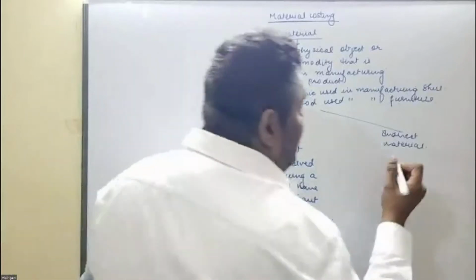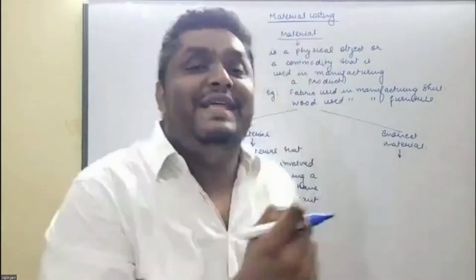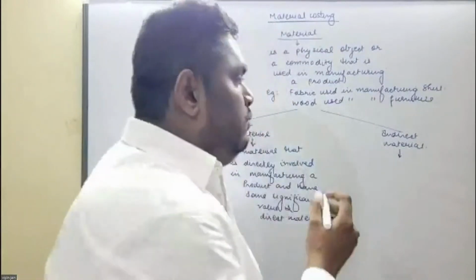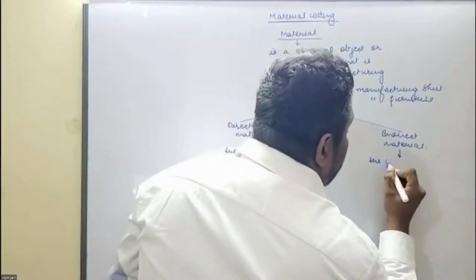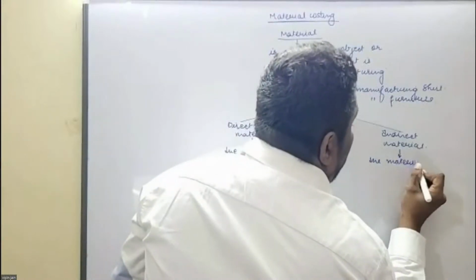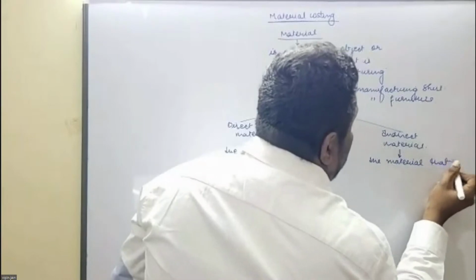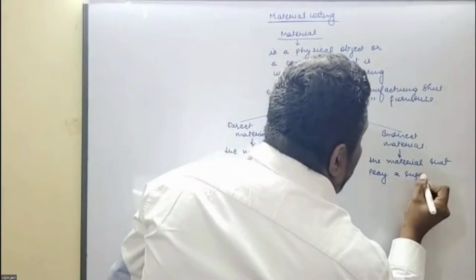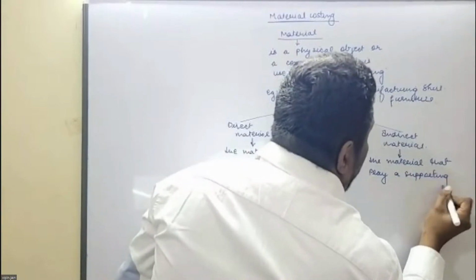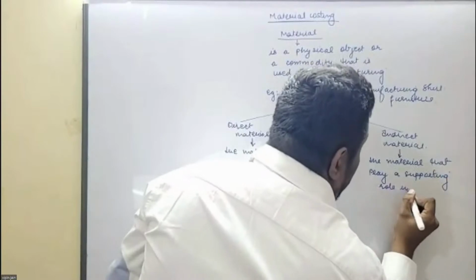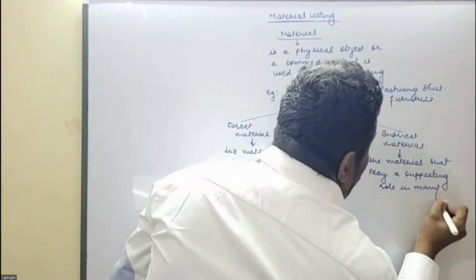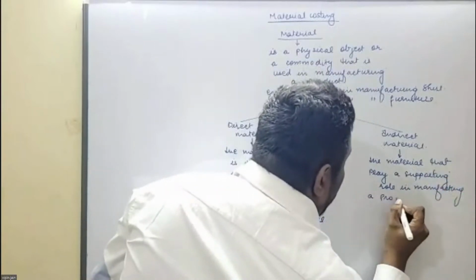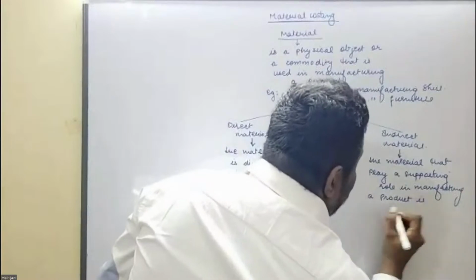When talking about indirect material, the material that play a supporting role in manufacturing a product is indirect material. What is indirect material? The material that play a supporting role in manufacturing a product is indirect material.